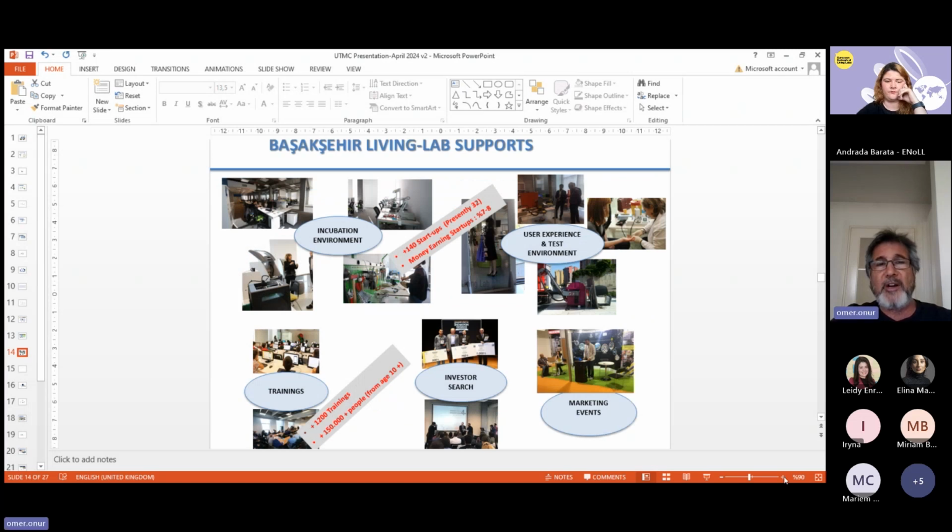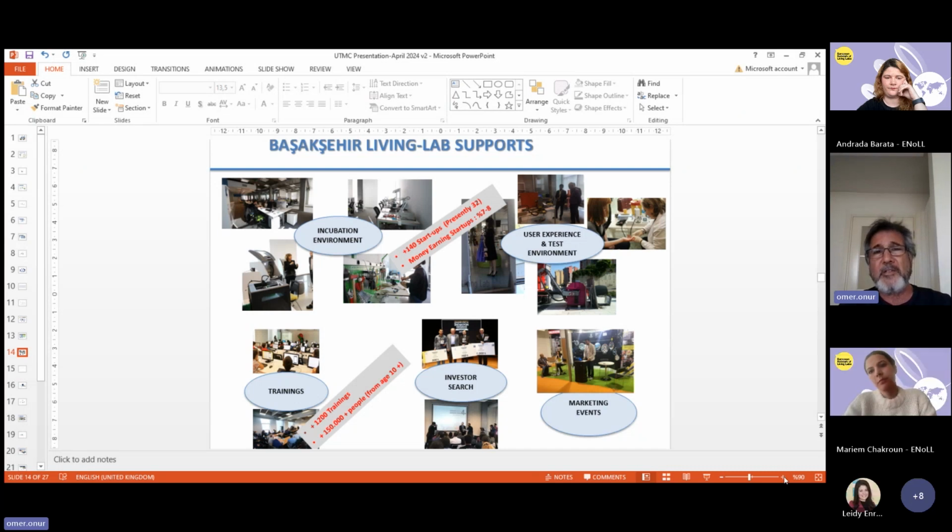So as I said, we provide the incubation environment. We have an incubation environment for about 80 seats, and we have incubated lots of startups. We have a user experience and test environments. We have laboratories for pilot products, 3D printing facilities, electronics labs. We have classrooms for trainings, and we organize events.